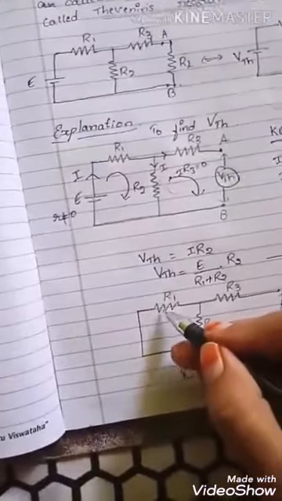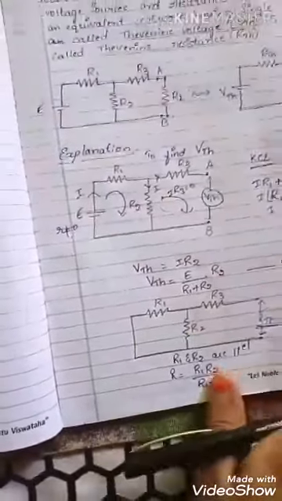Because if we have internal resistance, R1 and the internal resistance are in series, so we get R1 plus R. This is the Thevenin's resistance. So this is the explanation. Now we will go with the proof for Thevenin's theorem.